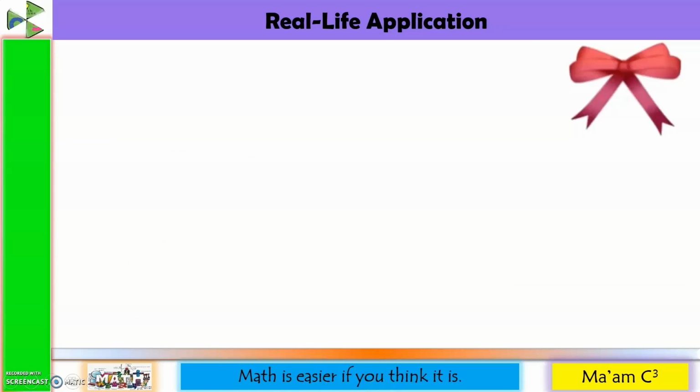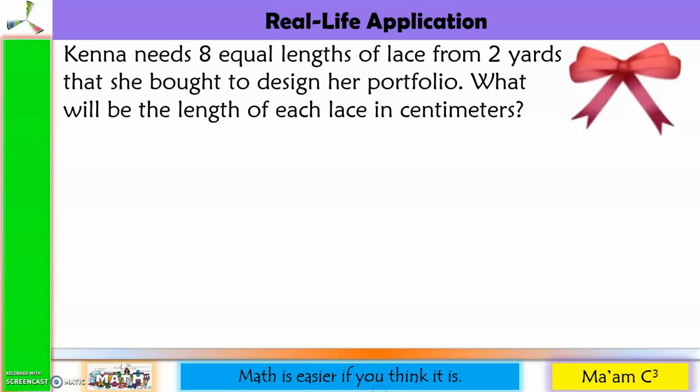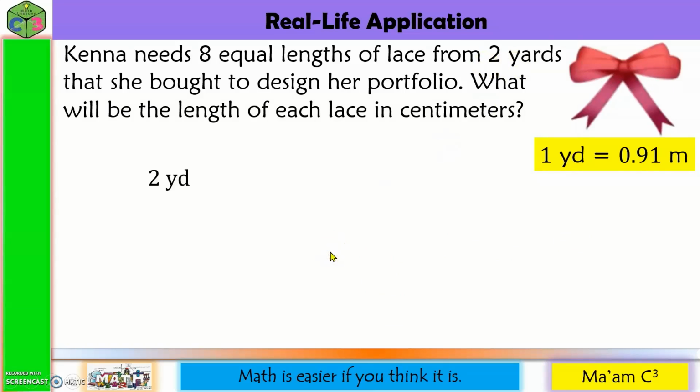This time, let us solve some real-life problems. Kina needs 8 equal lengths of lace from 2 yards that she bought to design her portfolio. What will be the length of each lace in centimeters? So our conversion factor is 1 yard equals 0.91 meters. So let us first convert 2 yards into meters. So yard in the numerator, so yard here should be in the denominator. So times 0.91 meter over 1 yard. So now we can cancel the yards.